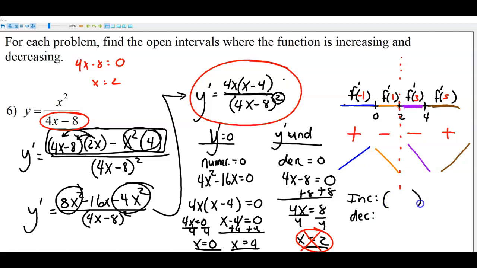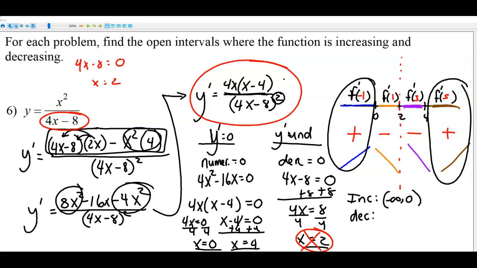It's increasing on this interval here, which is negative infinity to 0. It's also increasing on this interval here, which is 4 to infinity. The function is decreasing on the 2 intervals in the middle from 0 to 2 and also from 2 to 4. Okay? And so that's how we will identify where a function is increasing or decreasing.